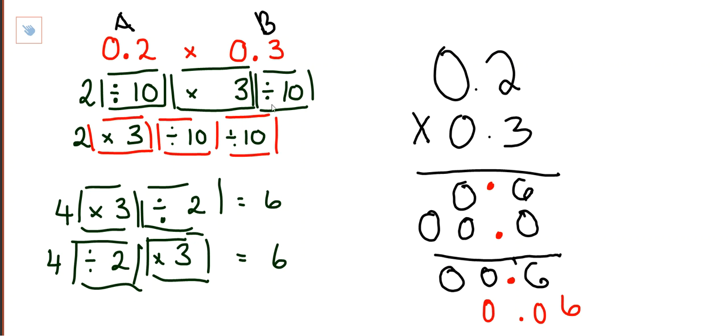So here are my divide by 10s. Here's a divide by 10. Here's a divide by 10. And then I've put the times by 3 first by the 2. Is that making sense? It would make 0.06. Okay, so then I can do that, you see.